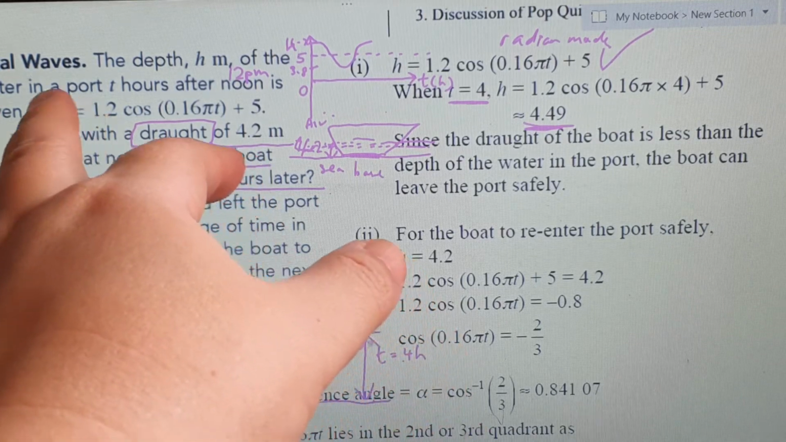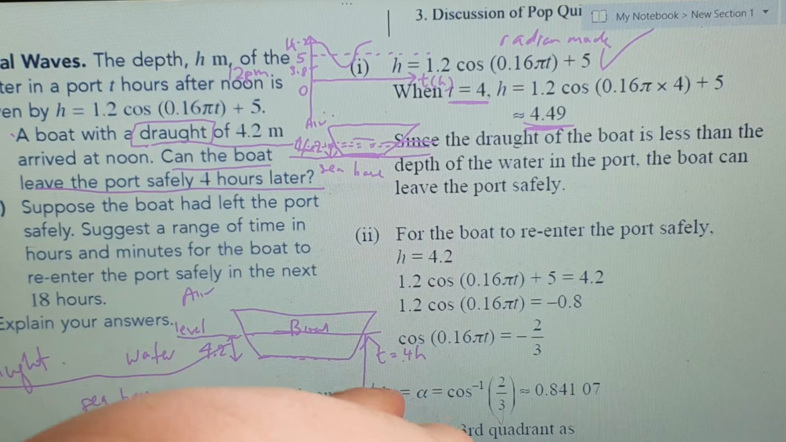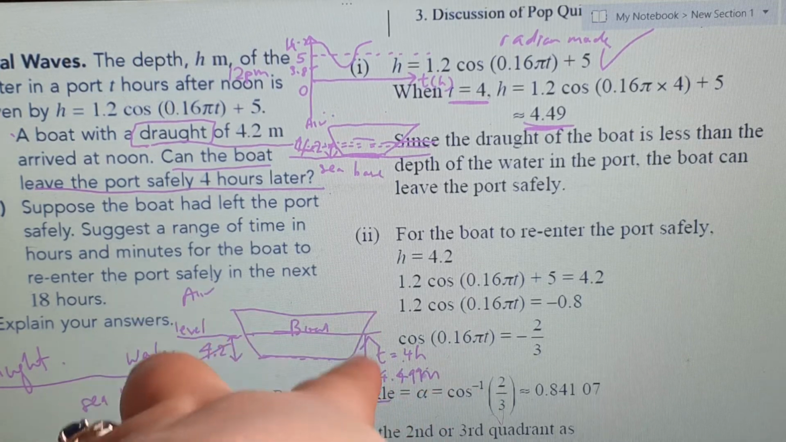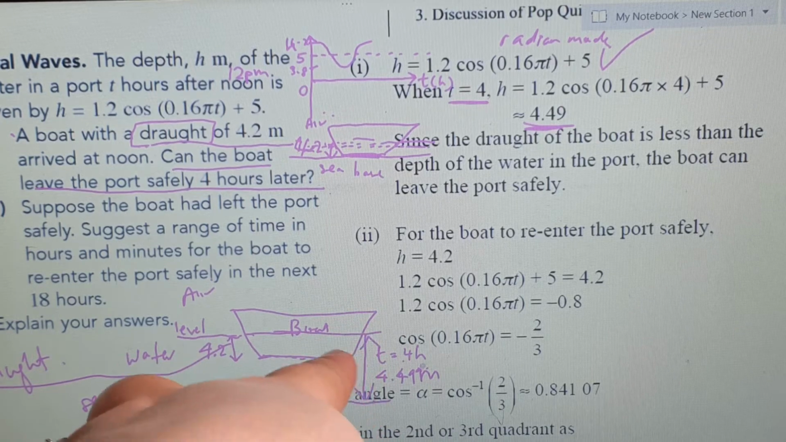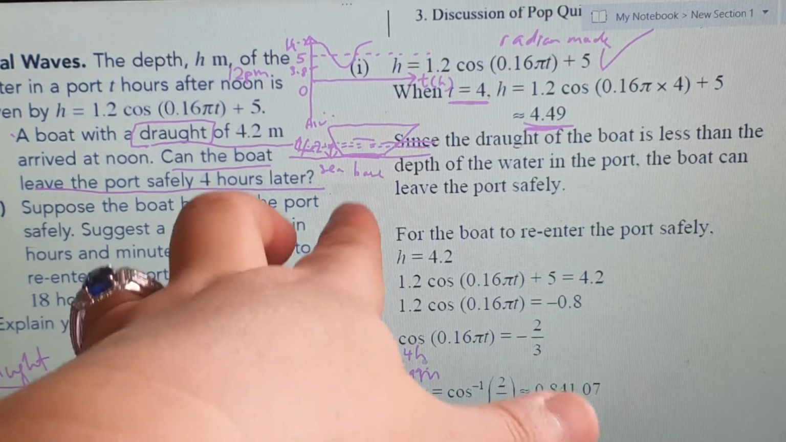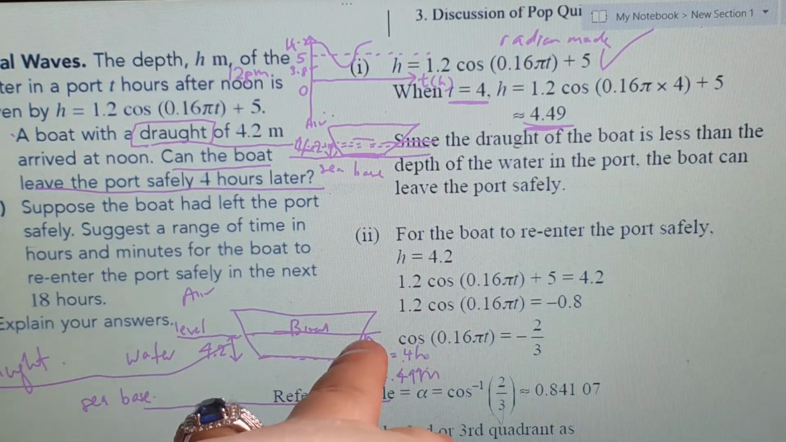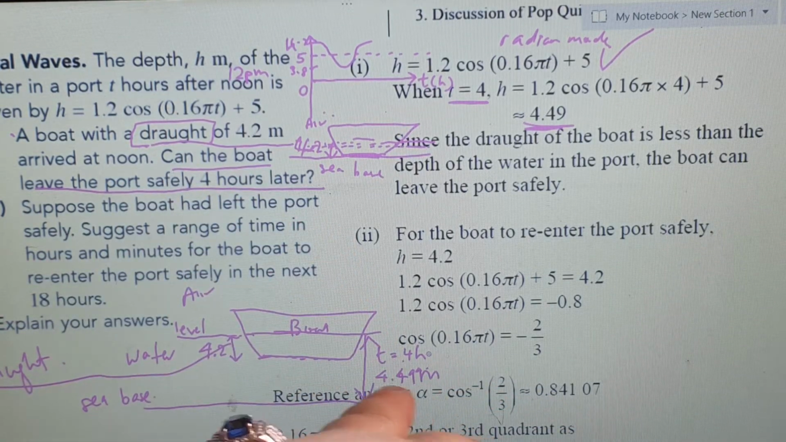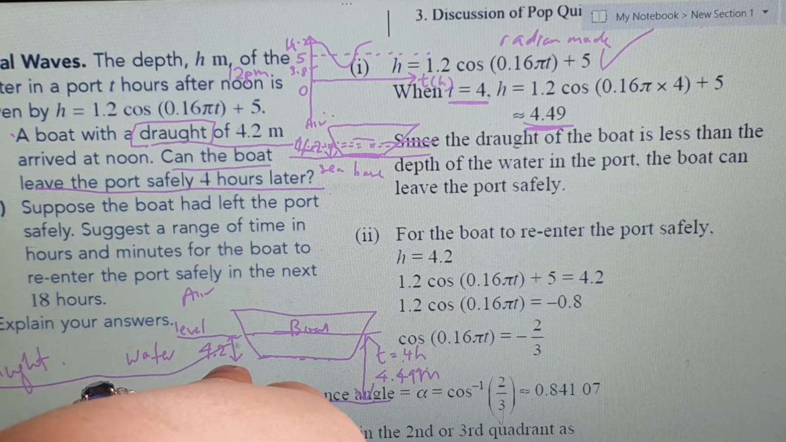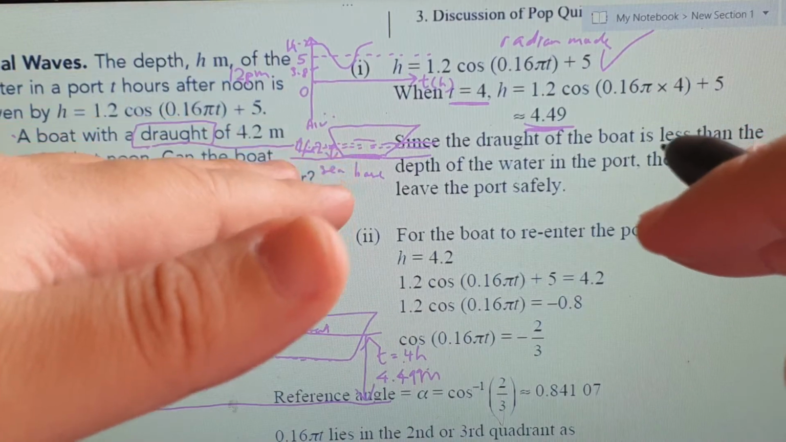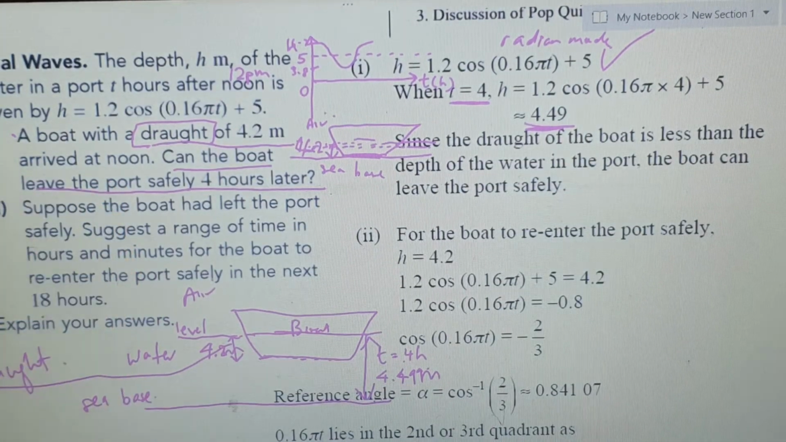The water level, see the depth of the water, the depth of the water is 4.49. Now, ladies and gentlemen, 4.49 meter. Is it enough water for this boat to float? That's what it means. Yes, there must be enough water. 4.49 is more than 4.2, right? So there is enough water for the boat to float up and then leave the port safely.